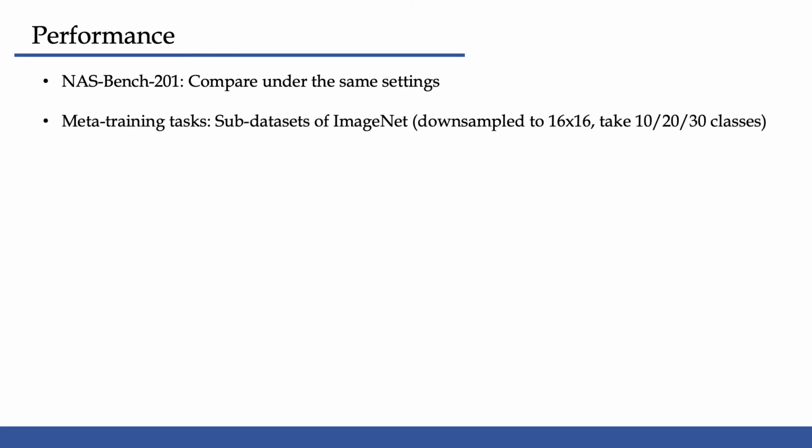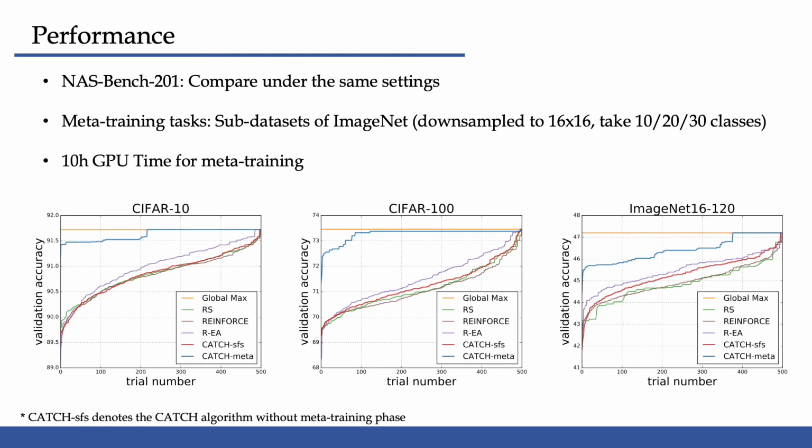Let's take a look at the performance of CATCH under NAS-Bench-201. This benchmark enables algorithms to compare fairly under the same settings. The meta-training tasks are constructed as sub-datasets of ImageNet, where we downsample the images to 16 by 16 and randomly take 10, 20, or 30 classes. After 10 GPU hours of meta-training, CATCH performs exceedingly well on the datasets. We performed 500 trials of experiments, and each trial contains 50 search epochs. We report the validation accuracy of the best architecture found within 50 epochs.